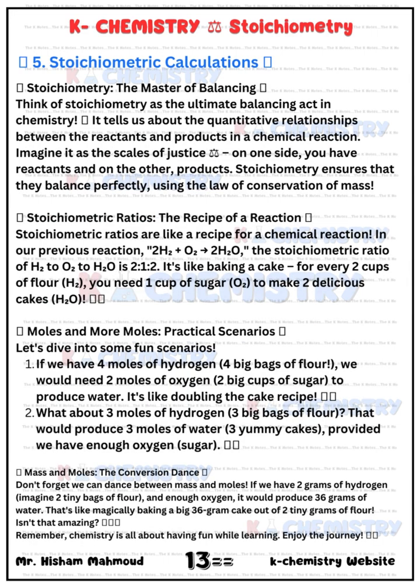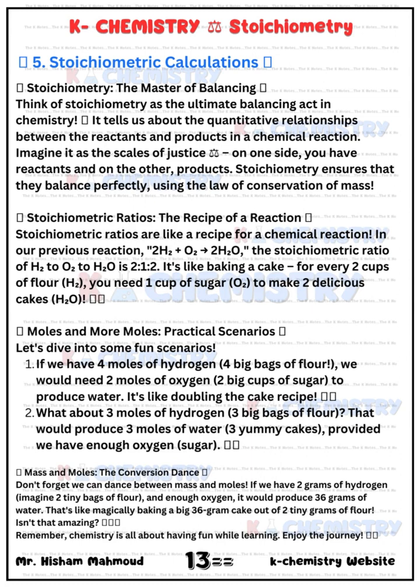So think of it as the ultimate balancing act. In chemistry, it tells us about the quantitative relationships between the reactants and products in a chemical reaction. Imagine it as a scale of justice. On one side, you have reactants, on the other, the products. Stoichiometry ensures that the balance is perfect, using the law of conservation of mass.